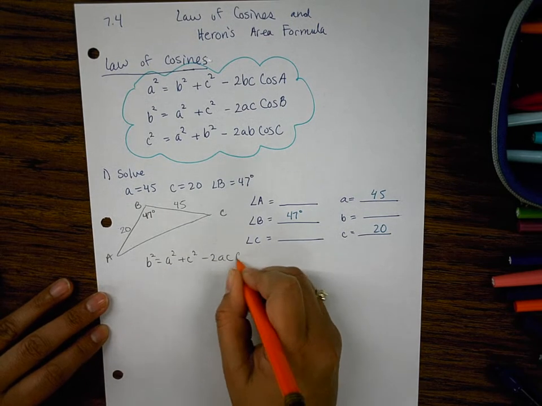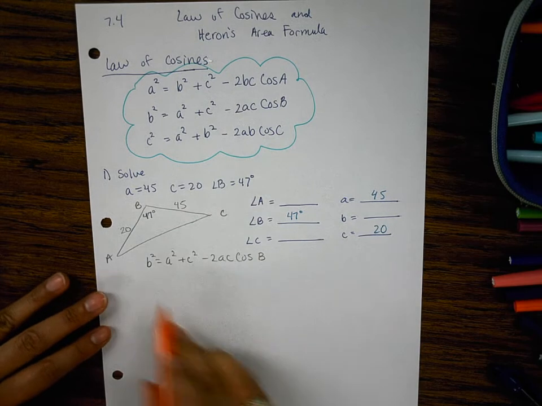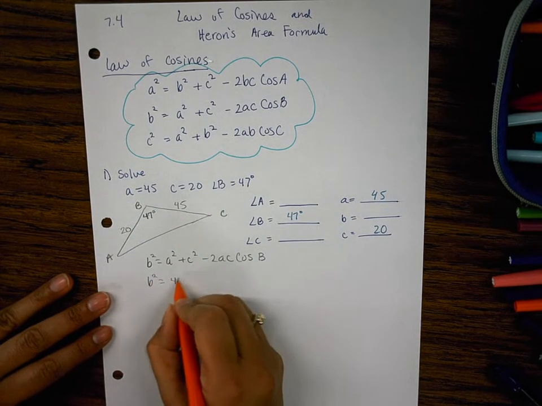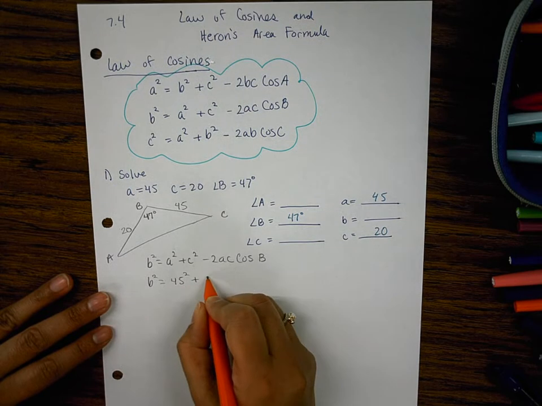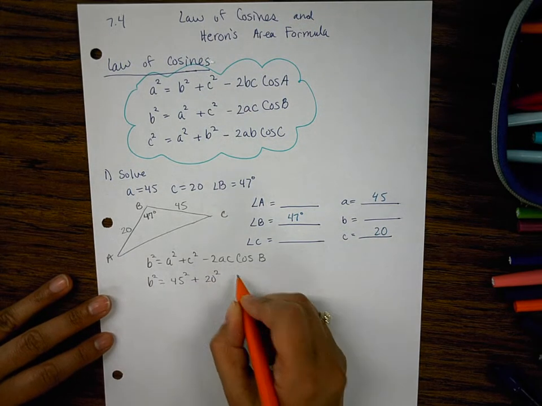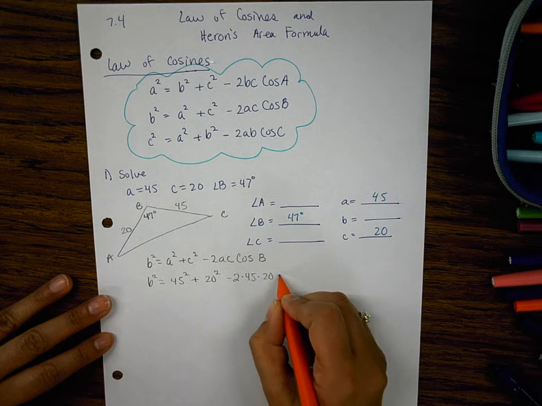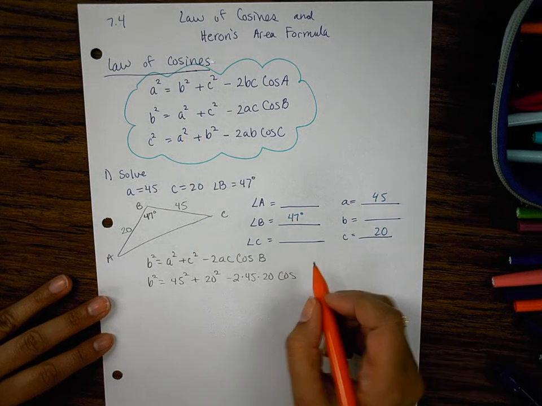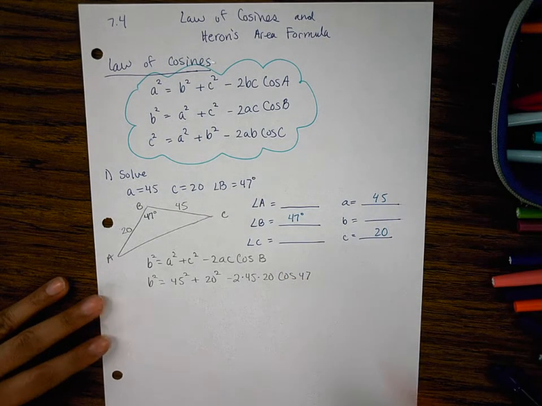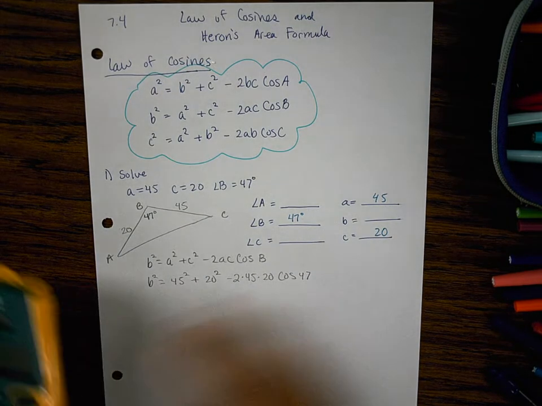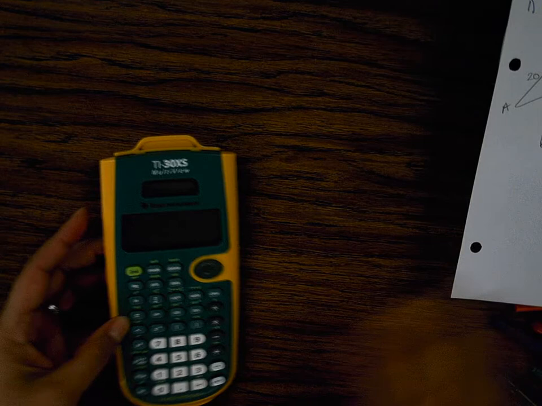b squared equals a squared plus c squared minus 2ac cosine of angle B. We don't know what b is, so b squared equals 45 squared plus 20 squared minus 2 times 45 times 20 times cosine of 47. And you can type this in exactly as you see it.